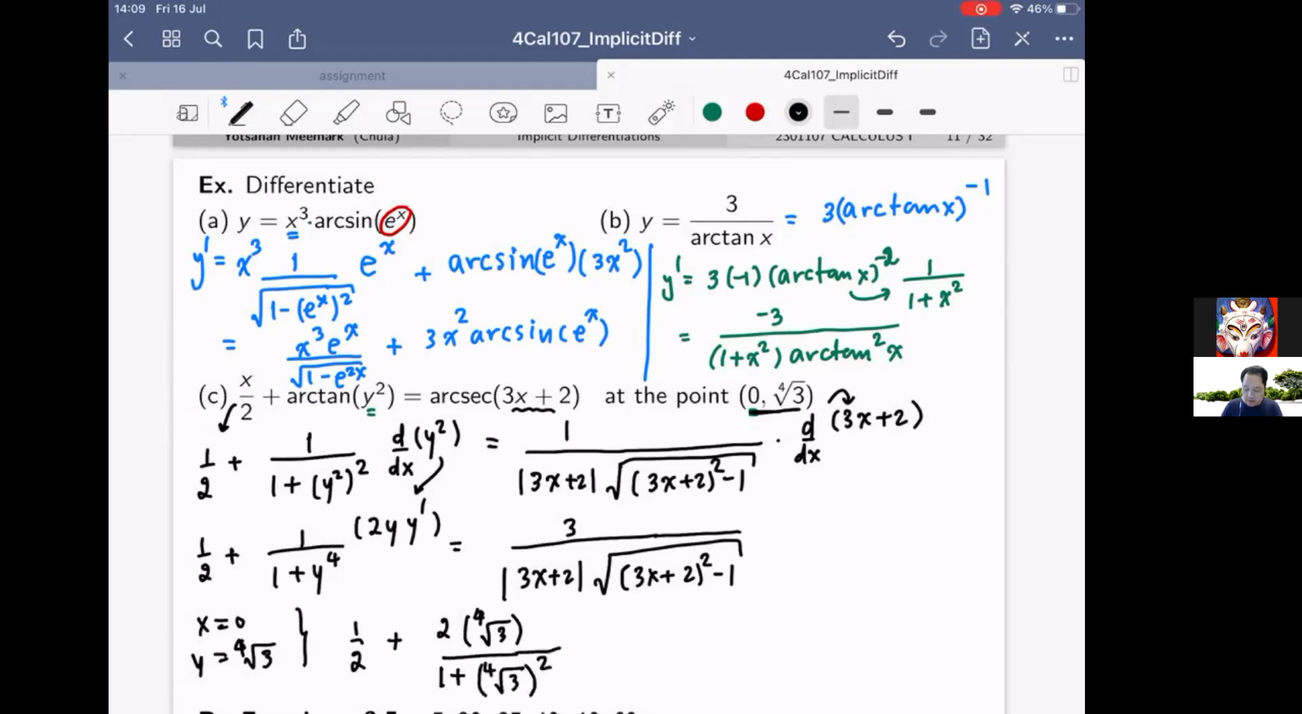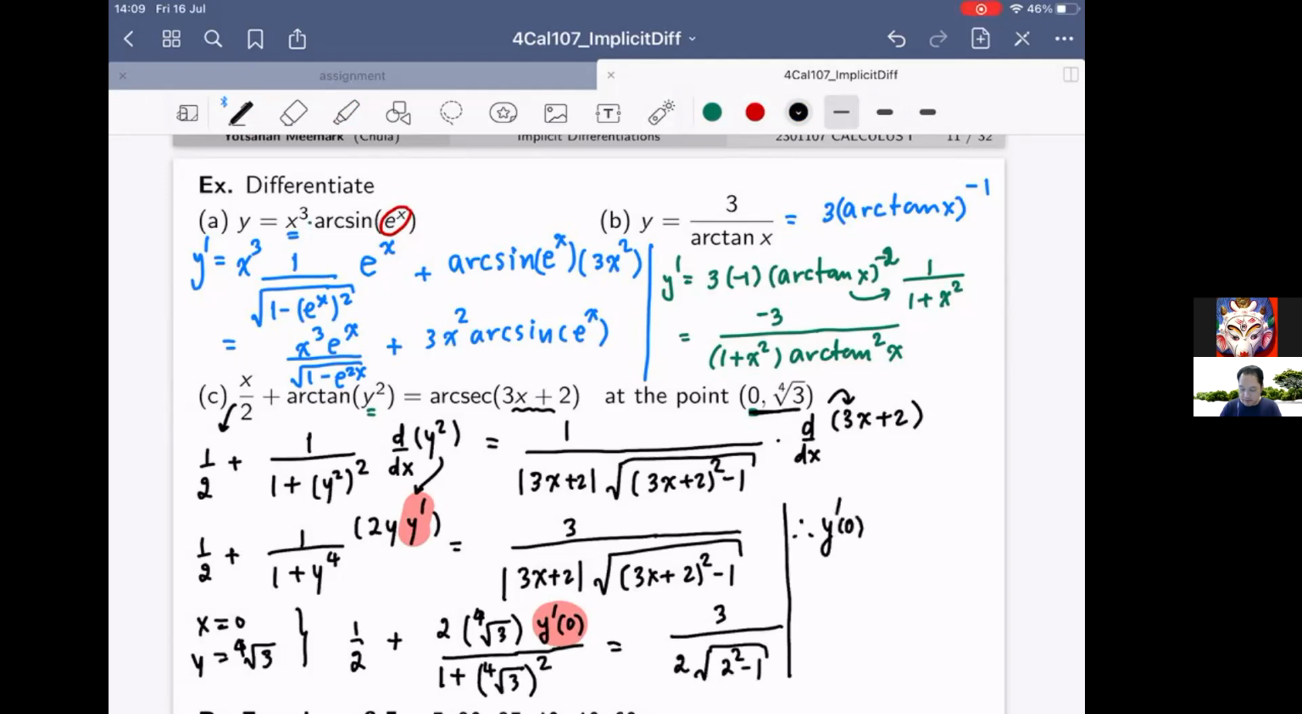And this one, we still have y prime at 0 right here. Okay, this term equals to 3 over, your x is 0, right? So you have 2 square root of 2 square minus 1. Okay.